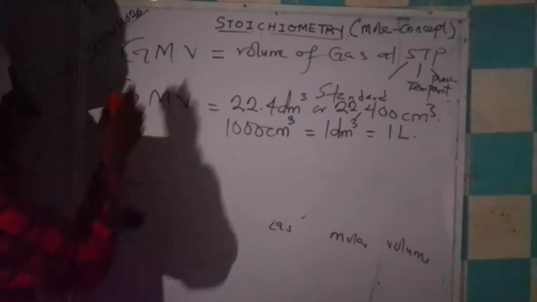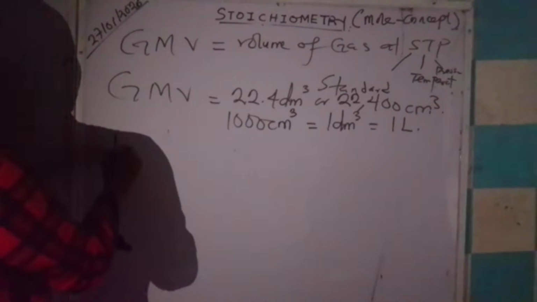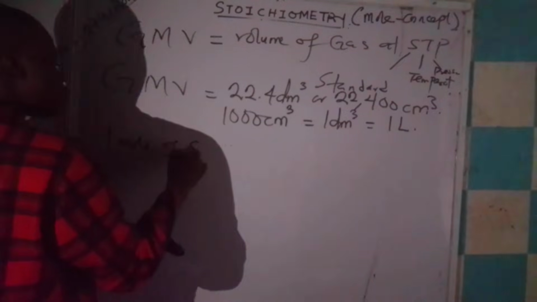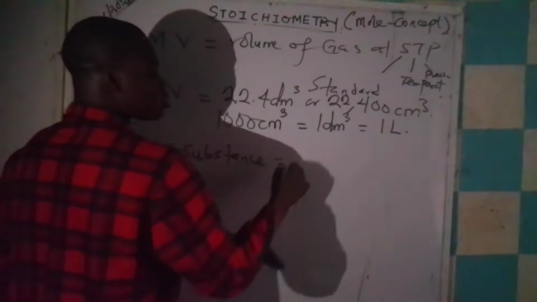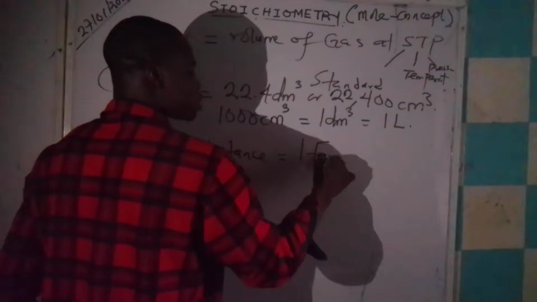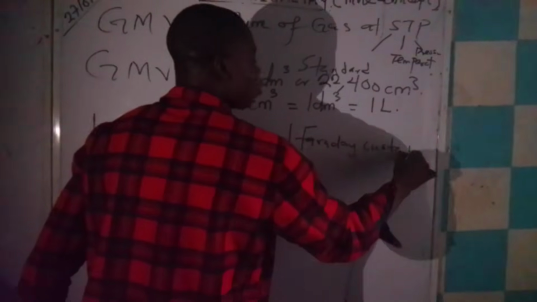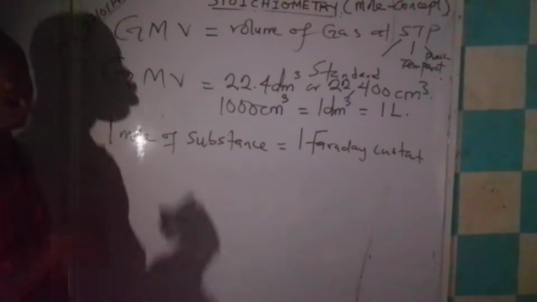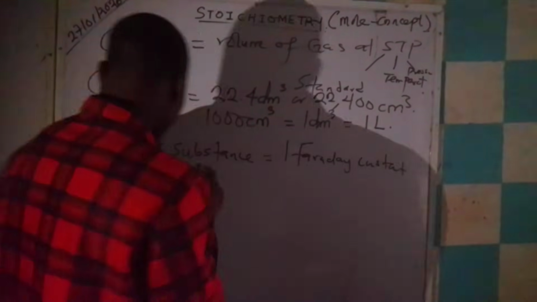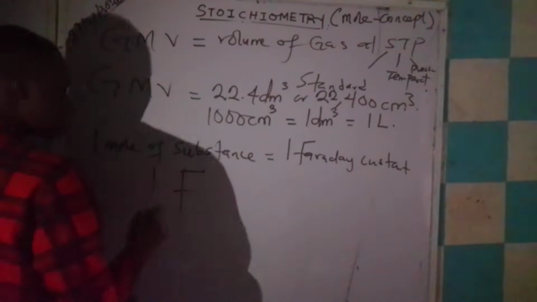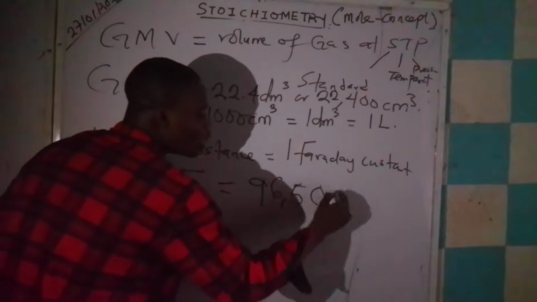Now, having known all these things, the next thing to know is that 1 mole of a substance is also equal to 1 Faraday constant. Are we there? And 1 Faraday constant is equal to 96,500 coulomb.